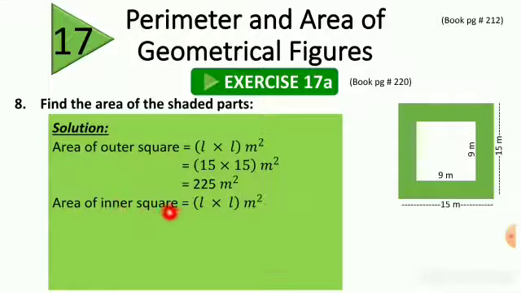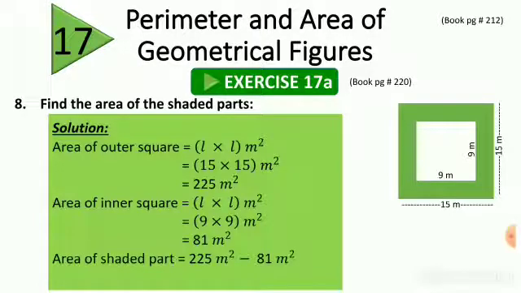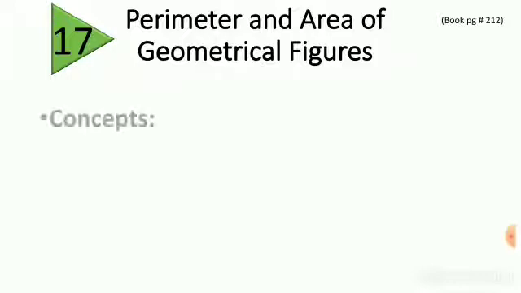Now area of inner square will be equal to L multiplied by L, or you can write L multiplied by B. Here the unit is meter square, so length is 9, so 9 multiplied by 9 meter square will be equal to 81 meter square. Now we have to find the area of the shaded part. So area of shaded part is equal to the area of the outer square minus the area of the inner square. So 225 meter square minus 81 meter square will be equal to 144 meter square. So we have got the area of the shaded part. I hope you have understood.